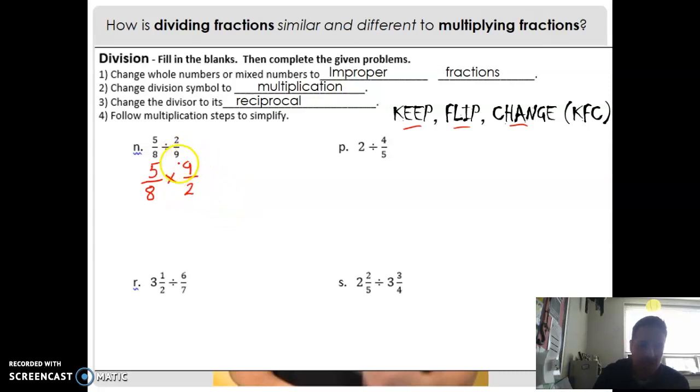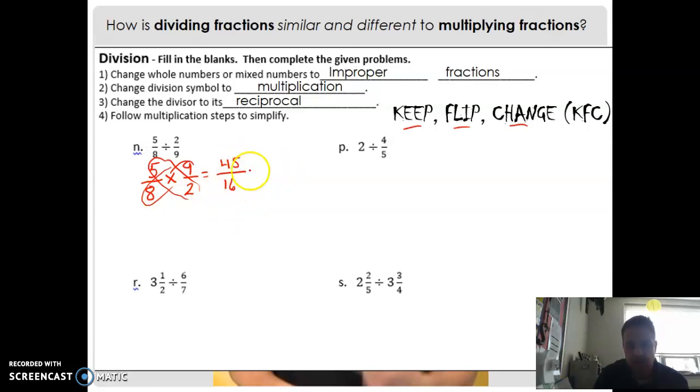I'm going to look and see, can I cancel out anywhere? Can I cancel out here? Can I cancel out here? And the answer is no. Greatest common factor of 5 and 2 is 1. Greatest common factor of 8 and 9 is 1. So I'm going to multiply straight across. 5 times 9 is 45. 8 times 2 is 16. And now we're going to play around with this here and see what we can do.